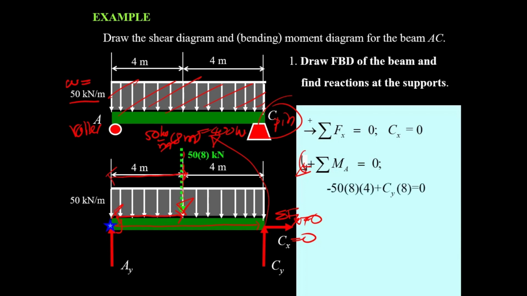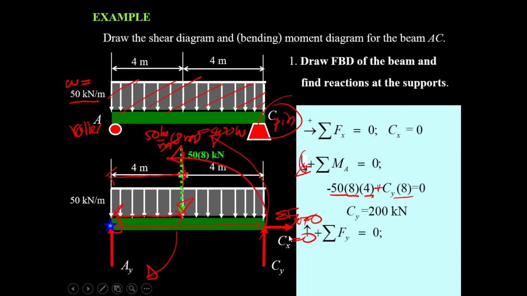So 400 times 4 is in the negative direction, counterclockwise. Sorry, I drew this in the wrong direction; it's going to be in this direction. Then C sub y rotates in the positive direction. So C sub y times 8, you get 200 kilonewton.